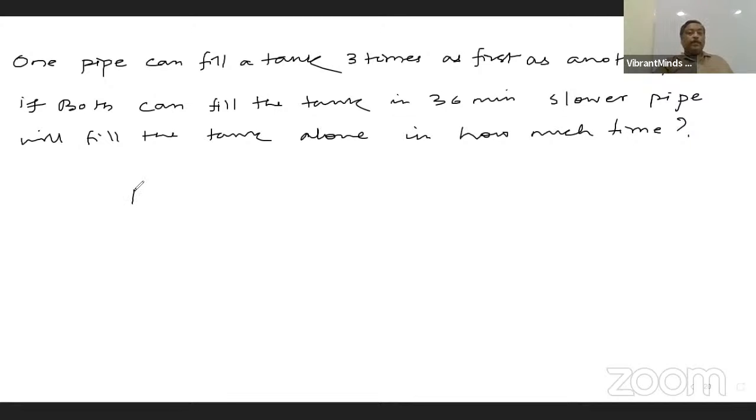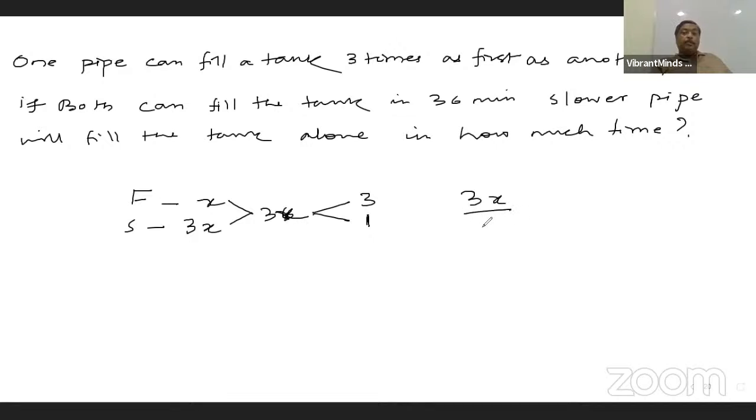So let's say we have a faster pipe and a slower pipe. Now the slower pipe, let's say, is taking 3x time. The faster pipe will be taking x time. And together they are going to take how many? So x and 3x, the LCM will be 3x. So 3x divided by x will be 3. 3x divided by 3x will be 1 unit. So when both are working, that is 3x by 4, it is done in 36 minutes. So 3x by 4 is 36, so x is equal to how much? x is equal to 48 minutes.